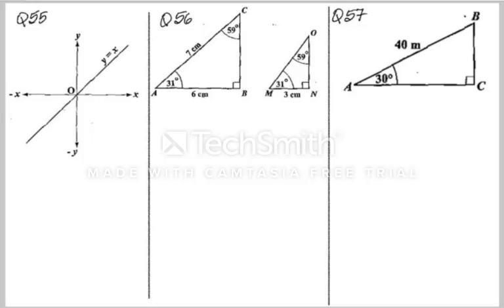All right. Question 55. It says the line in the diagram is the straight line y is equal to x. What is the image of y is equal to x when it is rotated anticlockwise about the origin through an angle of 90 degrees?